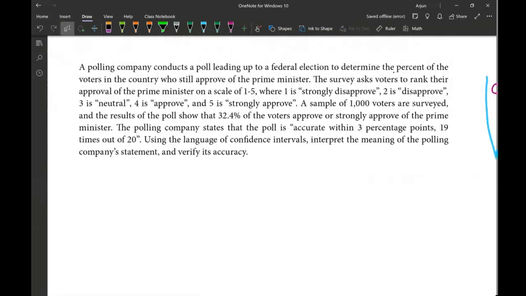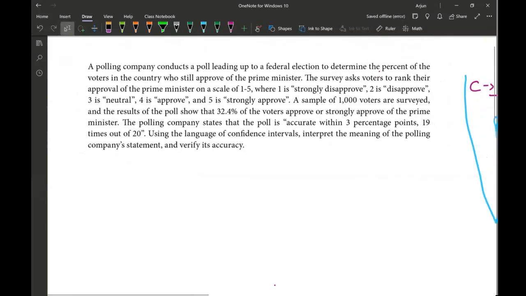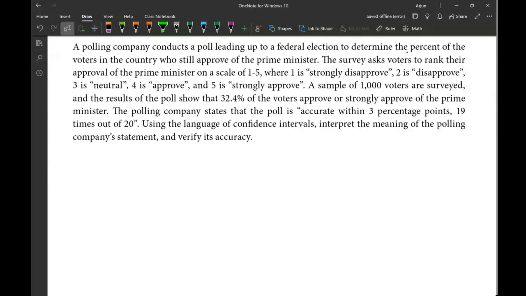First of all, I'll read this question, and then I'm going to find out which chapter this question belongs to, then which formula to use, and then we're going to try and solve the question. A polling company conducts a poll leading up to the federal elections. The elections are coming up, to figure out the percentage of the voters of the country who will approve the current prime minister. The survey asked the voters to rank their approval of the prime minister on a scale of 1 to 5, where 1 is strongly disapproved, 2 is disapproved, 3 is neutral, 4 is approved, 5 is strongly approved. This is just a process they are using.